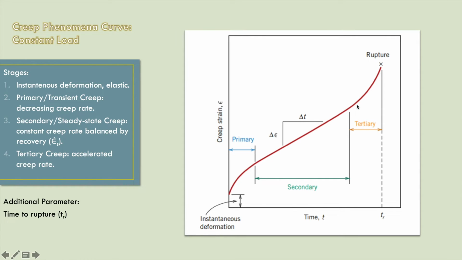Finally, the subject is exposed to an accelerated rate of creep, leading to its failure or rupture. On the other hand, for short-term applications, the most vital parameter would be time to rupture, indicated by T subscript R, as it can determine how suitable a component is for a certain application.